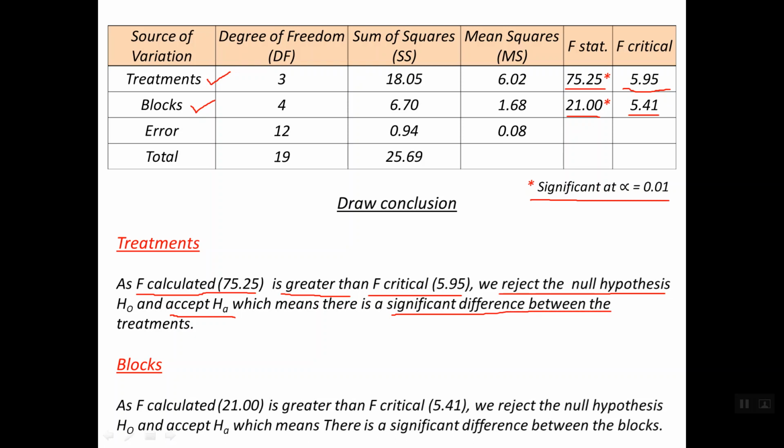which means that there is a significant difference between the treatments. And for the blocks, the F calculated is greater than the F critical. So again, we reject the null hypothesis and accept the alternative one, which means that there is a significant difference between the means for the blocks.